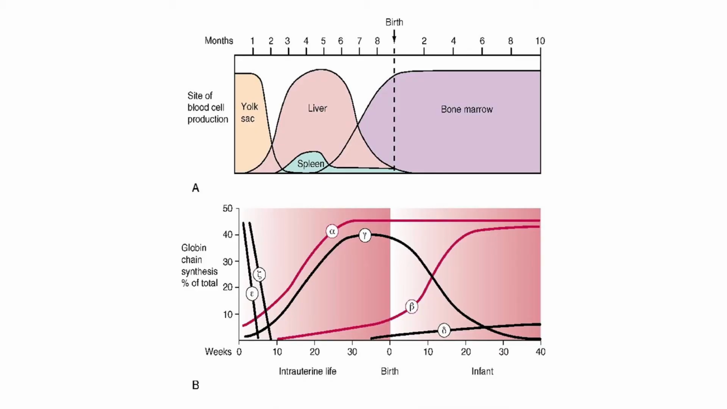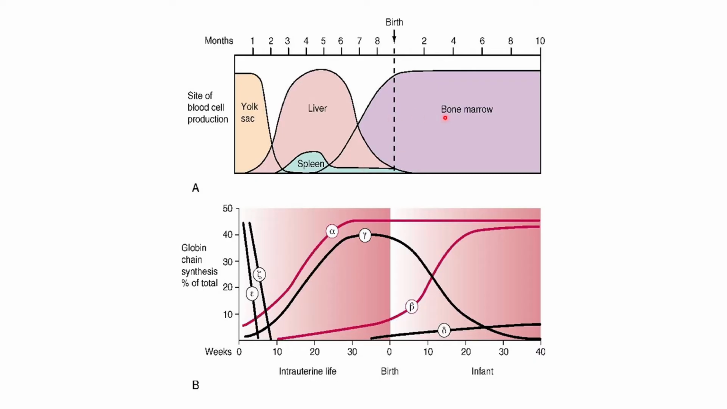These images show the timeline of globin chain production from intrauterine life into adulthood. Embryonic blood cells are initially produced in the yolk sac and are primarily composed of zeta globin chains and epsilon globin chains. In early second trimester, the liver takes over as the main hematopoietic organ, and zeta chains are replaced by alpha globin chains. Epsilon is replaced by gamma globin chains, and the combination of alpha and gamma globin subunits is what forms hemoglobin F, or fetal hemoglobin.